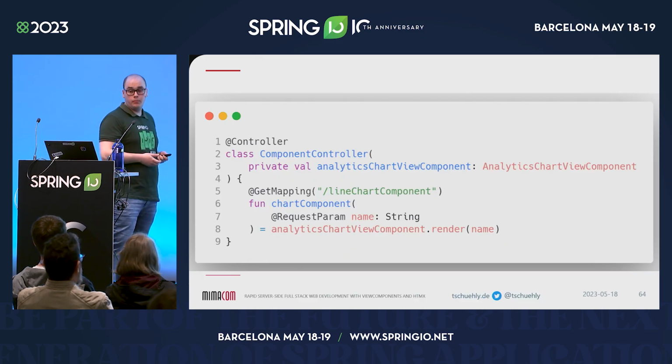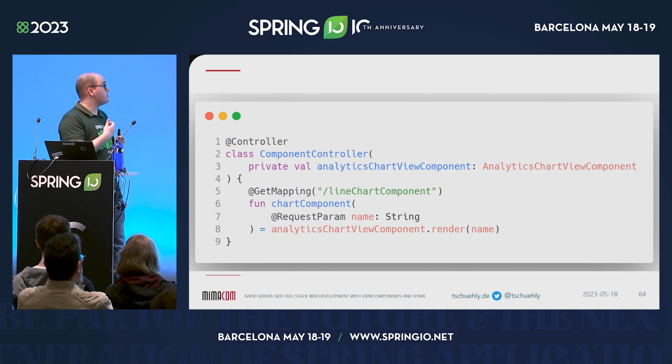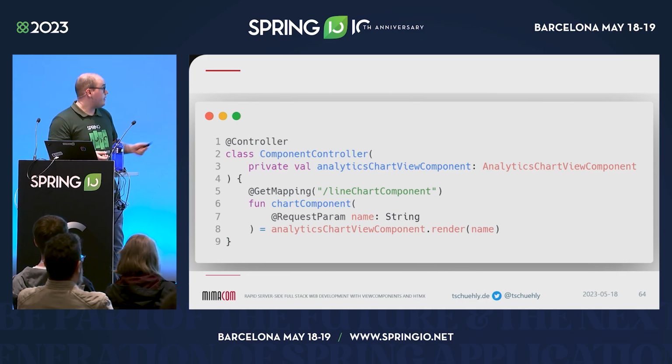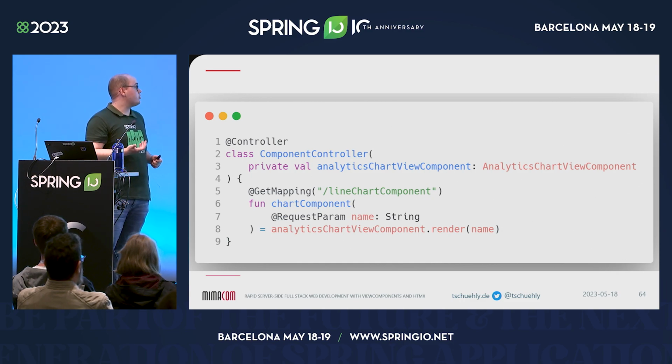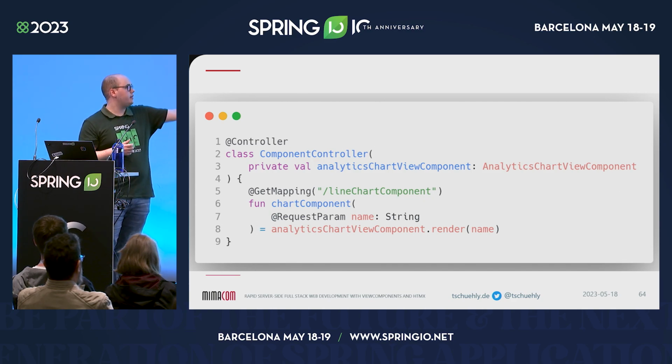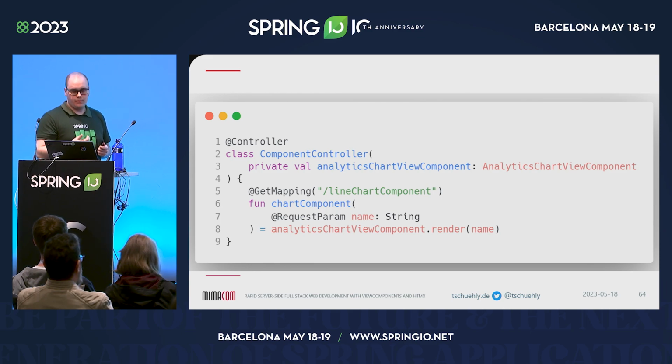We then create a component controller. This auto-wires the analytics chart view component, as it is just a Spring Bean. Then we create a GetMapping line chart component and add a request parameter name. Then we return the analytics chart view component's random method with the name as parameter.